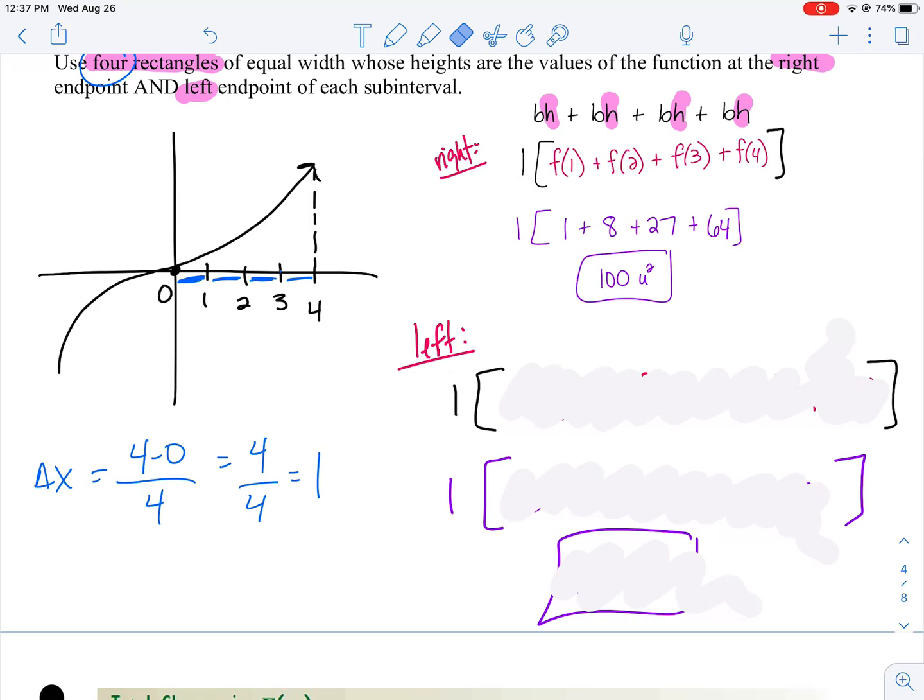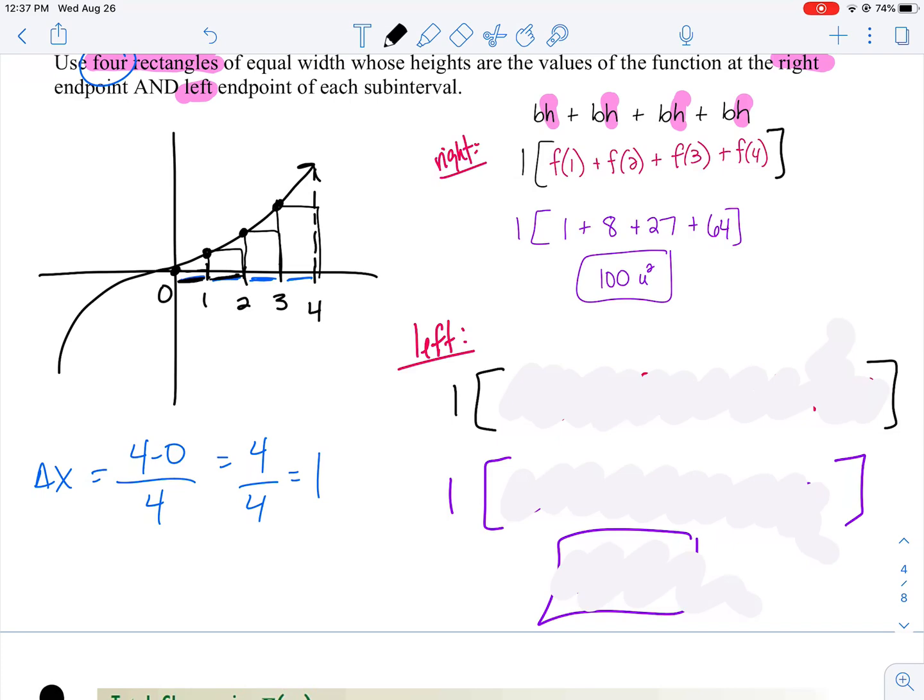Now I just have to find the heights of my rectangles, but this time using left endpoints. So I'm going to imagine I'm standing at the left side of this first rectangle. If I go up and I go over, there's really not much of a rectangle there. It's kind of squished, right? But on my second rectangle, if I go up from the left and over, it would look something like that. My third rectangle, if I followed it up from the left and went over, it would look like that. And my fourth rectangle, if I followed it up from the left and over, it would look like that.